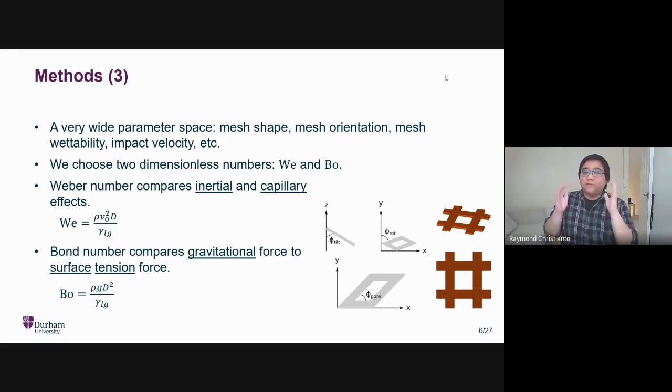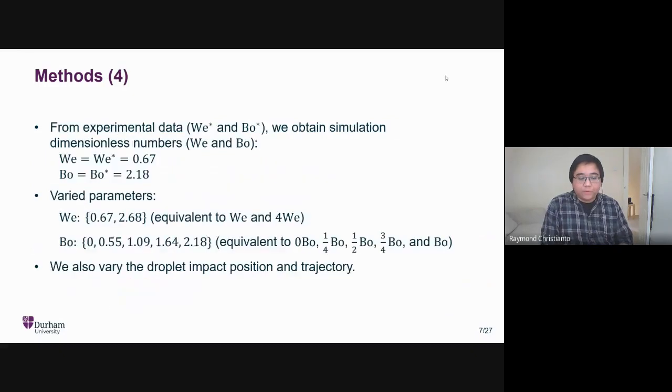Therefore, let's focus on these two dimensionless numbers first. We play with the Weber number and the Bond number. Just a quick recap: the Weber number compares inertial and capillary effects, and the Bond number compares the gravitational force to the surface tension force. So we obtain the experimental values of the Weber number and Bond number, denoted by the asterisk, and then we use these values in our simulation, and then we vary the parameters.